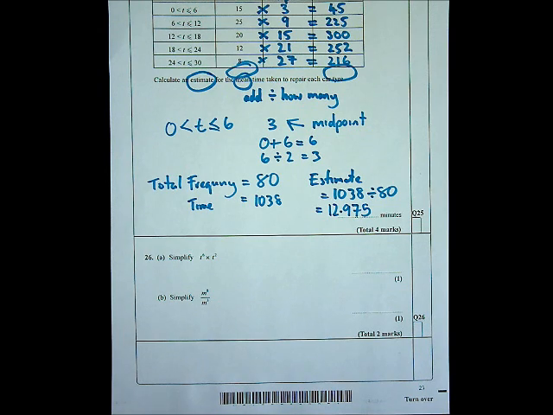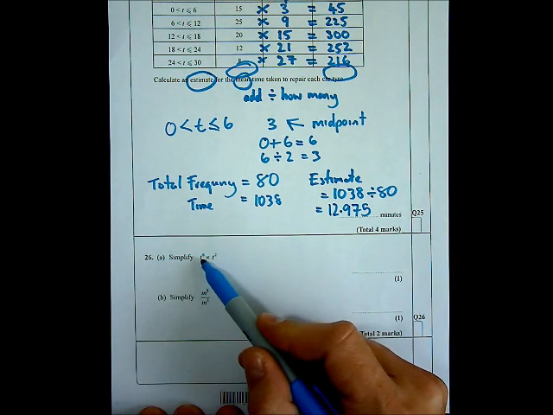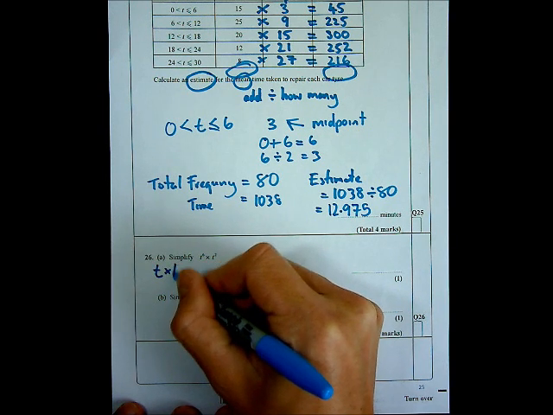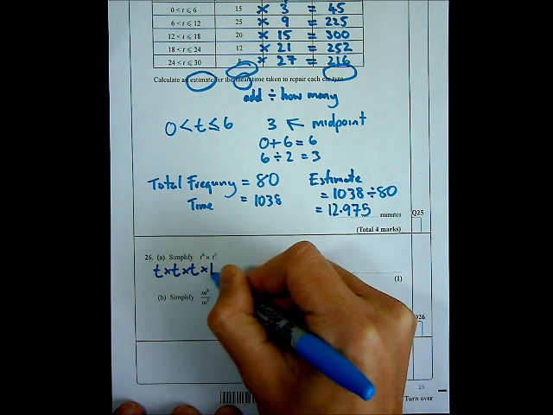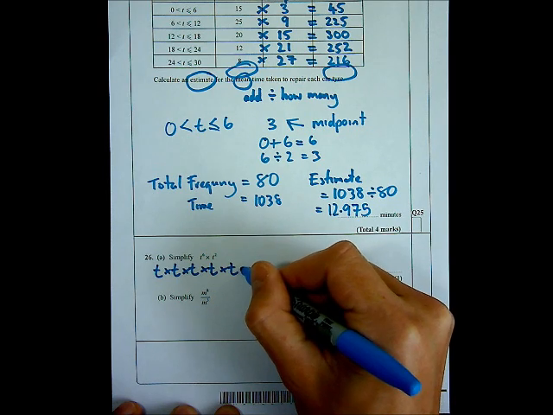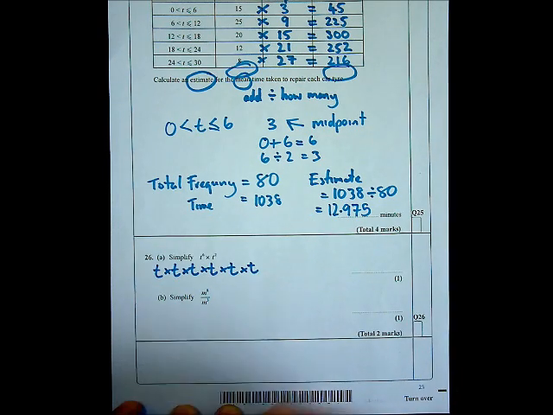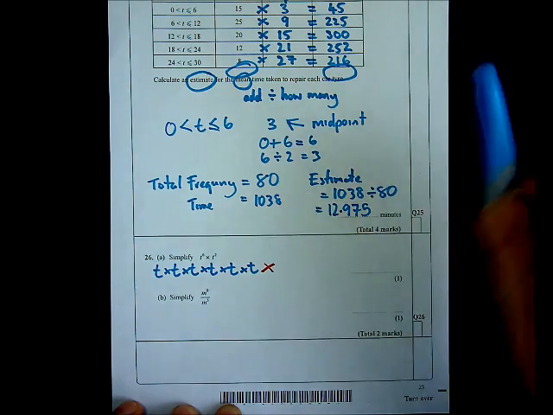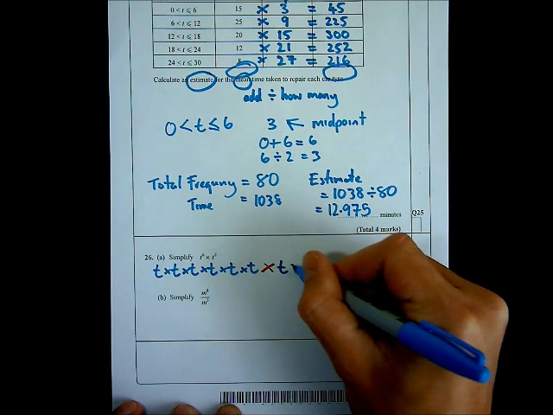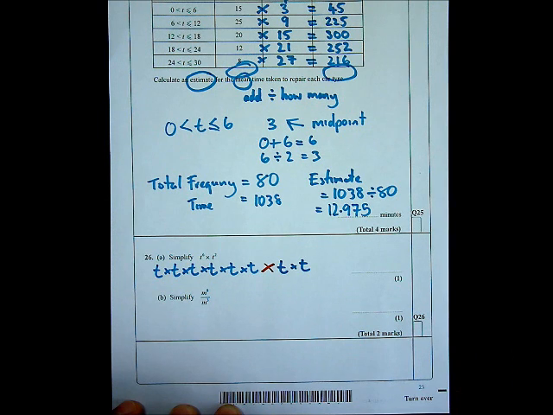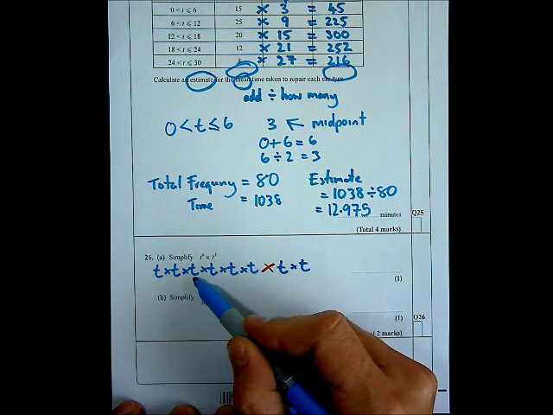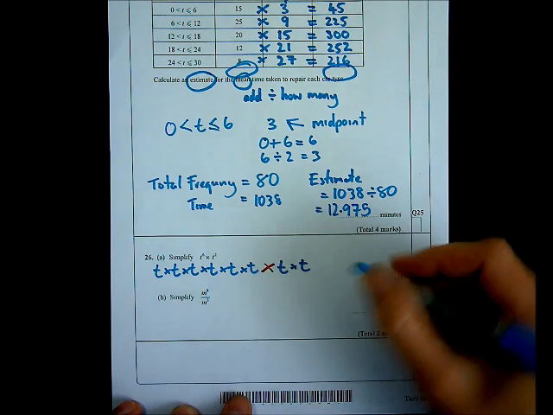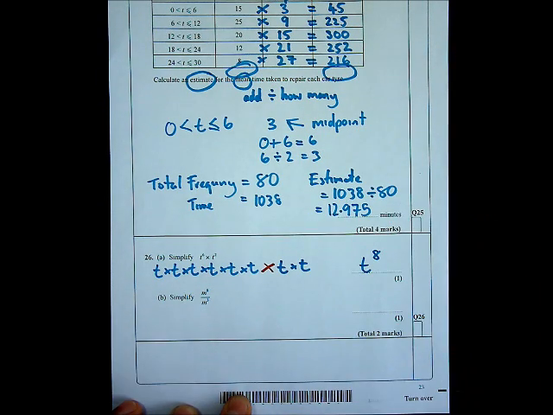On question 26, I'm asked to simplify t to the power of 6 times t squared. So t to the power of 6 is t times t times t, and keep going until I've written it out 6 times. And I'm going to multiply that by t squared, which is t times t. So in total I have got 1, 2, 3, 4, 5, 6, 7, 8 t's. So my answer will be t to the power of 8.